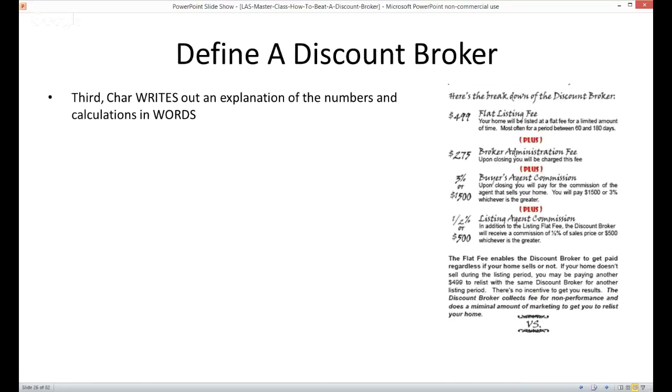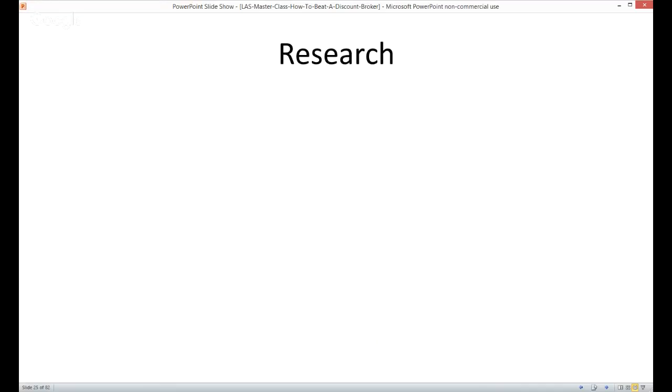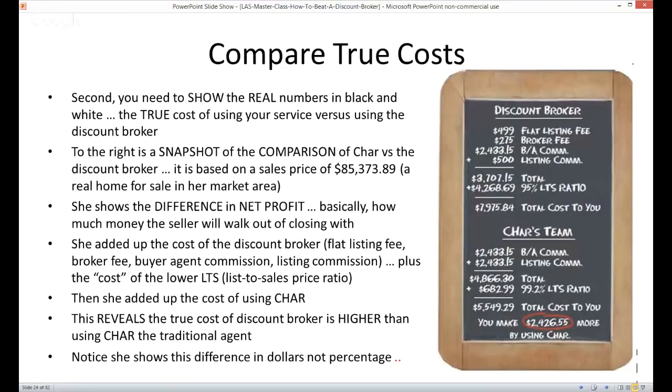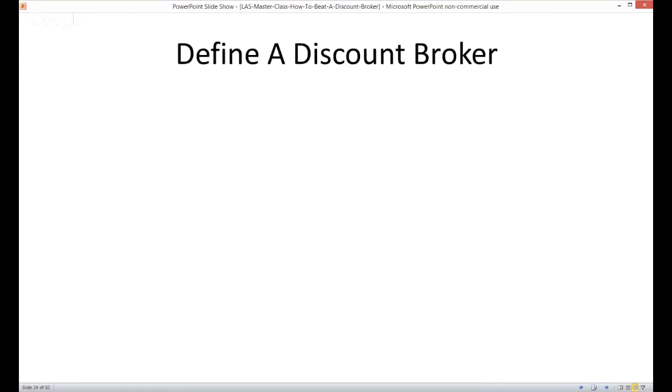Now, we're going to continue down Char's form here, and she also goes into defining this discount broker and how the comparison is, right? So she writes out an explanation of the numbers and calculations in words. I think this is really smart. So if you're a numbers person, let me go back up there. You like this chart over here on the right? If you're a numbers person and you're listening, you're like, yeah, that looks cool. I understand that really easily. But if you're not a numbers person, she's going to go on and make sure you understand too.